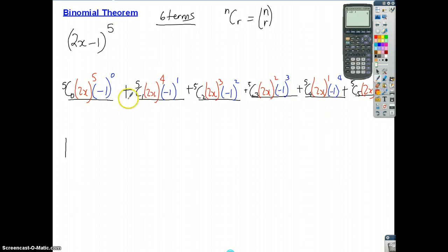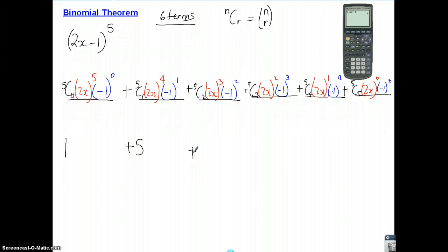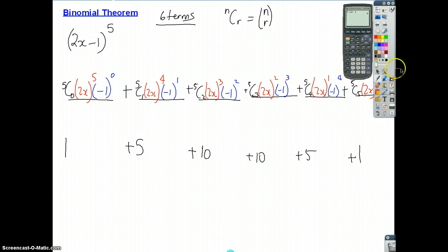So this time I've got plus 5 plus, and if we do the same to all of those, we end up with our coefficients of 10, 10, 5, and of course we know the last one has a coefficient of 1.